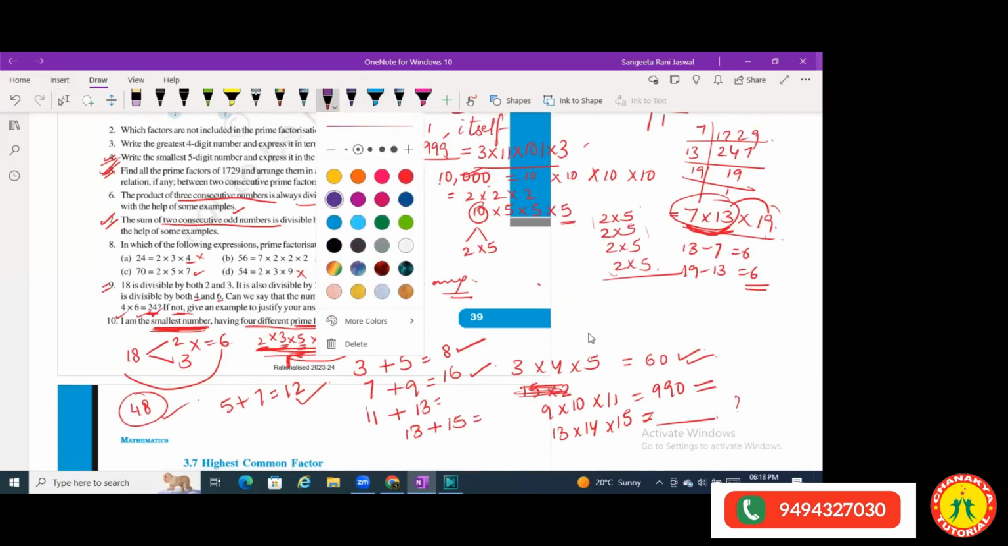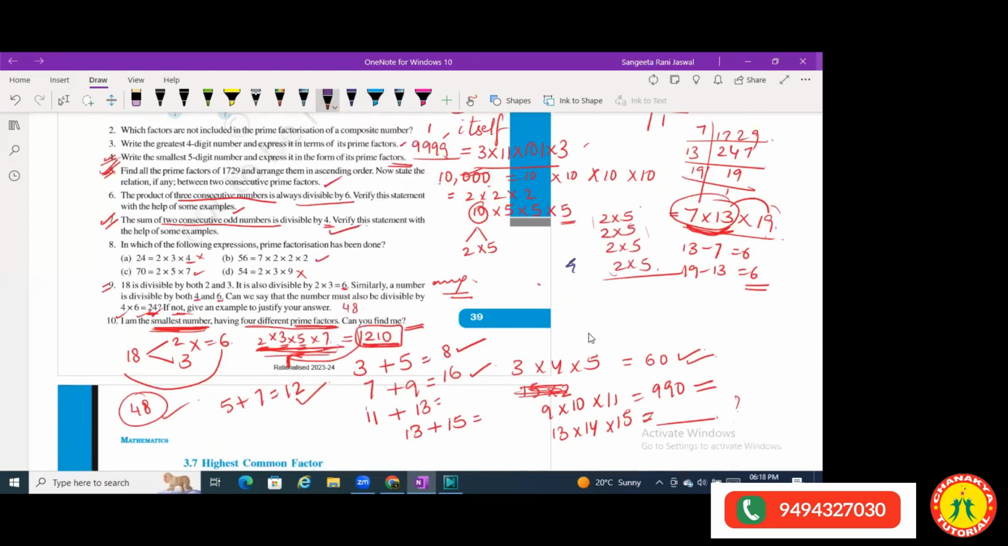Ma'am, we need to do the short division method, right? See here, this grid form. See, look here, it's done here. 1729. Okay. This is called a grid. Make a grid like this, no? Tabular column. So we divide it by 7.